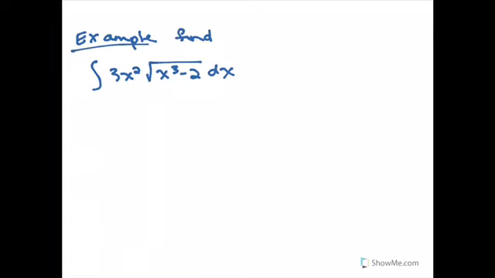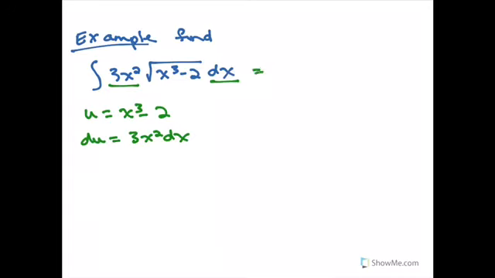Do you see it? Do you see an obvious choice for u and a du in the problem? So we're going to let u be x cubed minus 2. Then my du is 3x squared dx, which I see in the problem.